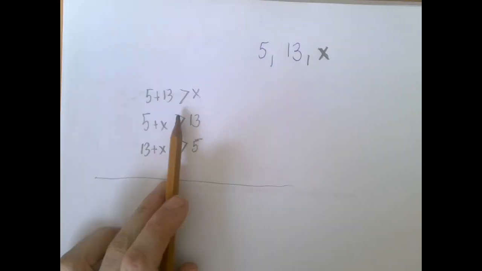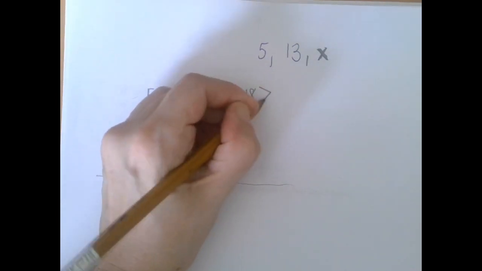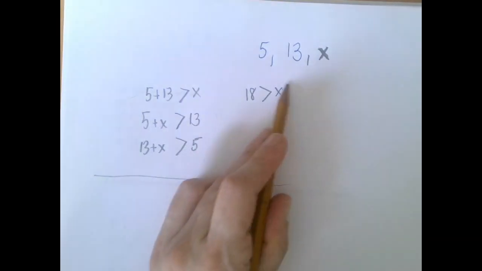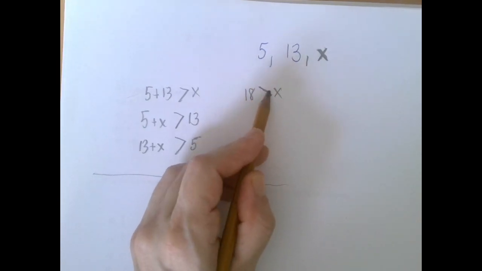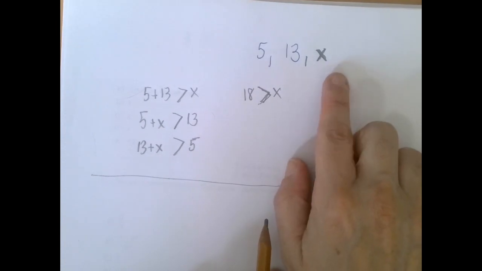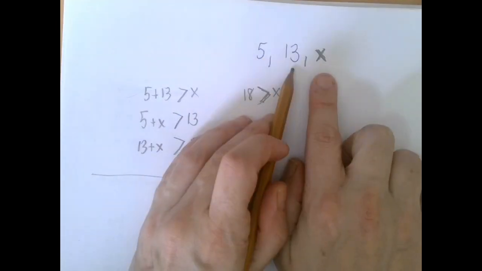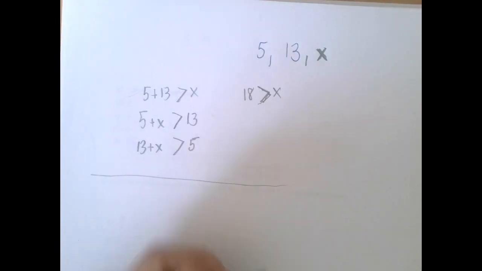So let's see what these inequalities state. This says 18 is greater than x, but if you look at it from the point of view of x, it really says that x has to be less than 18. Indeed, if x is more than 18, like 20, then 5 plus 13 is not going to be long enough. So x has to be less than 18.